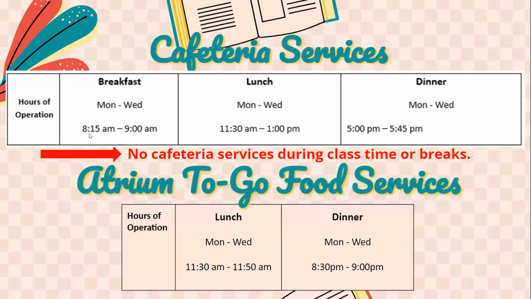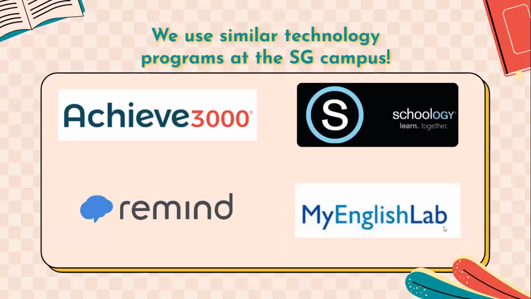Okay, so they have breakfast from 8:15 to 9 a.m., lunch from 11:30 to 1, and dinner from 5 to 5:45. And then they have food to go at lunchtime, 11:30 to 11:50, and at dinner time, 8:30 to 9, like they do here. But here they don't do the lunch. The lunch, everyone goes down to the cafeteria. But dinner, they do that here.